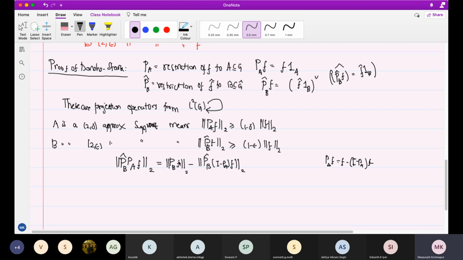Second one is, sorry, PB hat. Everywhere it is hat. PB hat PF minus PB hat of I minus PAF. Now this is greater than or equal to PB hat F, which is greater than or equal to 1 minus epsilon times the L2 norm of F. Now this being a projection operator, PB hat of anything cannot increase the norm. Both PA and PB hat cannot increase the norm. It's clear, right? It can only decrease the norm.